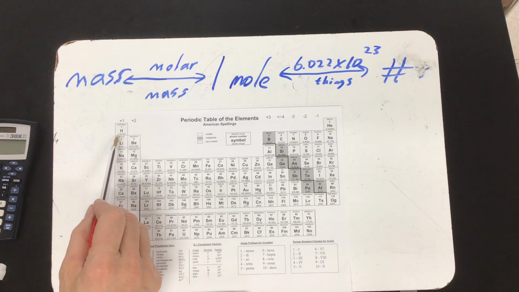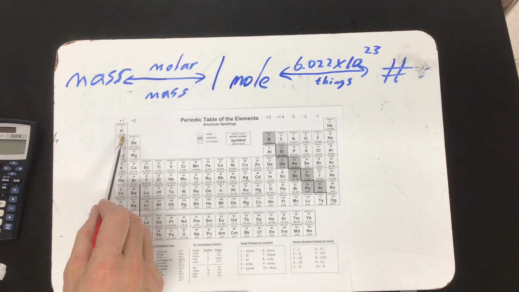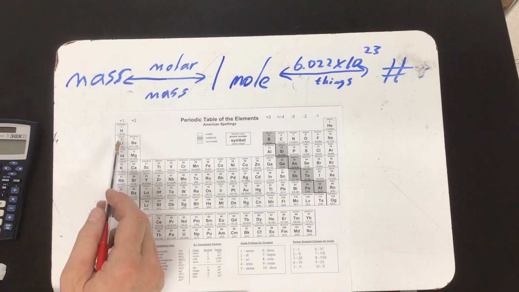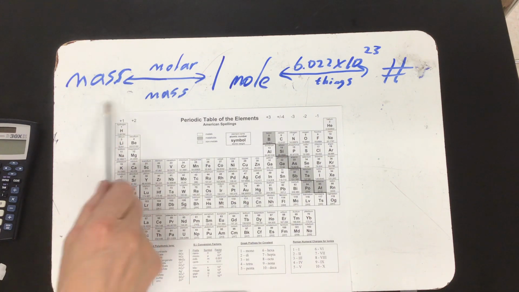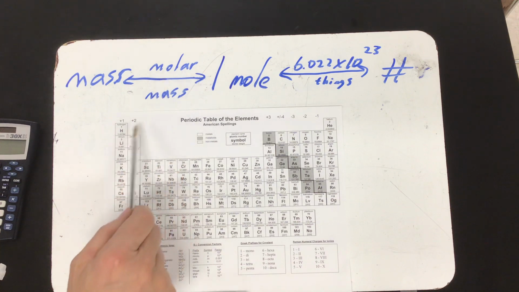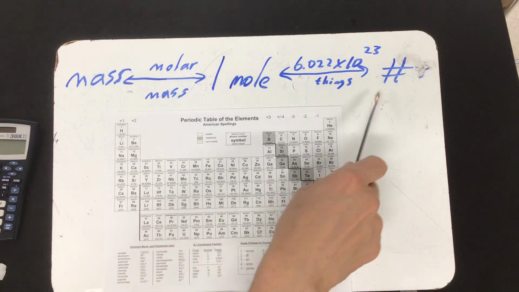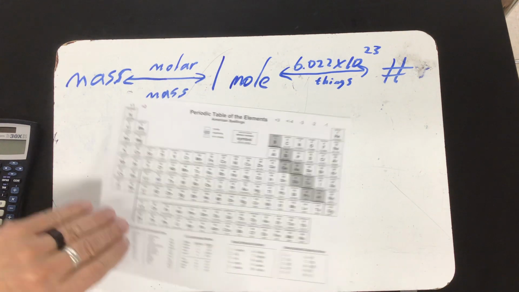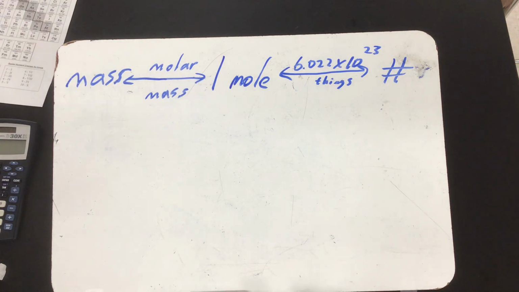Like hydrogen is 1.00794 grams per mole. So if we have the molar mass, that's grams per mole of something, we can calculate how many things we have. And we can start here by calculating.